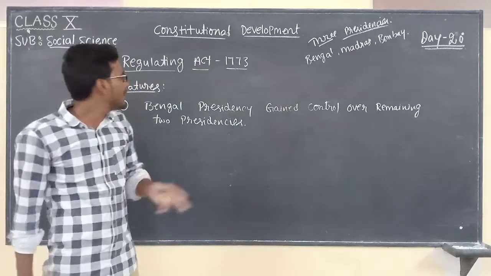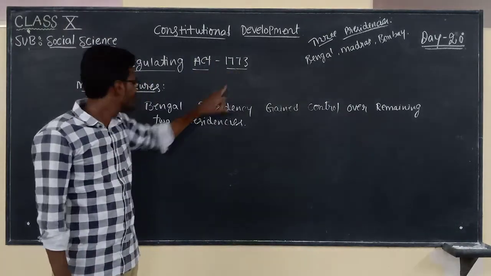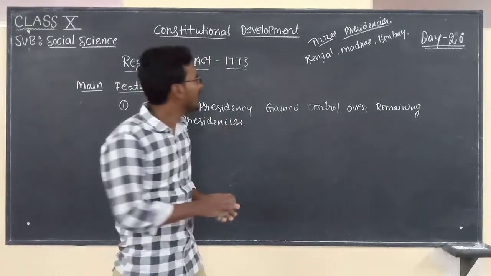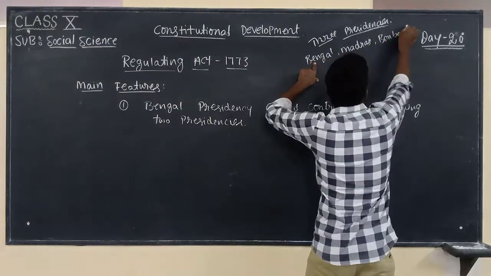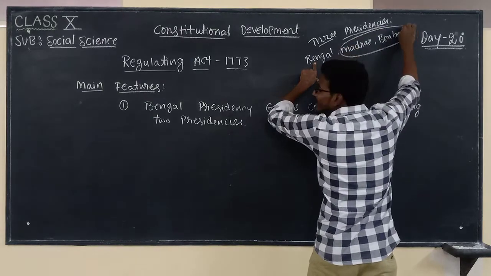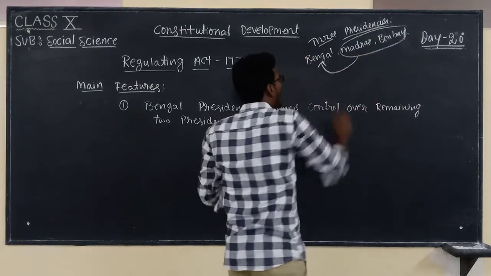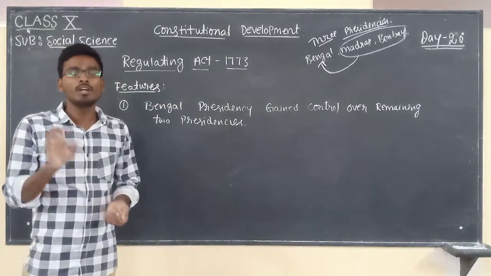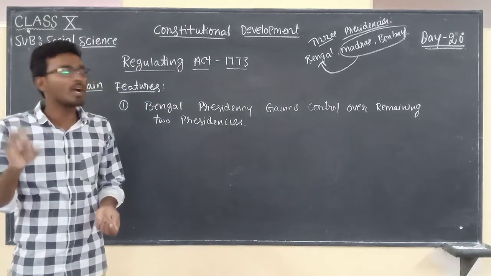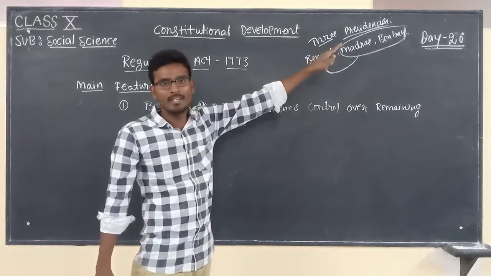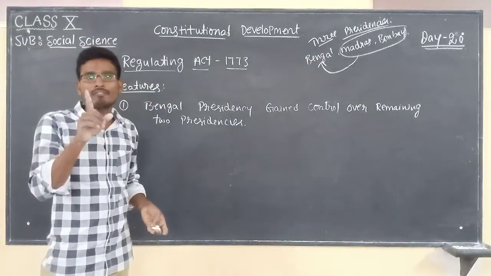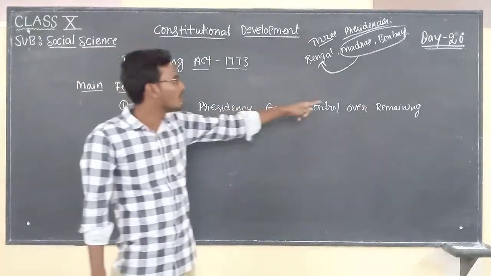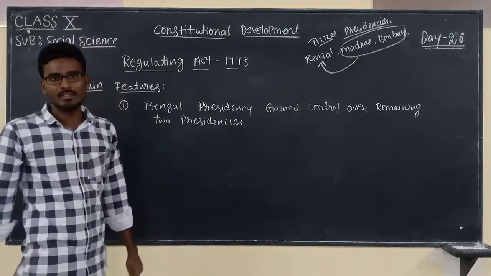But with the implementation of Regulating Act, what happened? Bengal presidency gained control over remaining two, means the remaining Madras and Bombay presidencies come under the control of Bengal presidency. So the Bengal presidency looks after the remaining two presidencies. That is the first important point. The Bengal presidency gained control over remaining two presidencies.